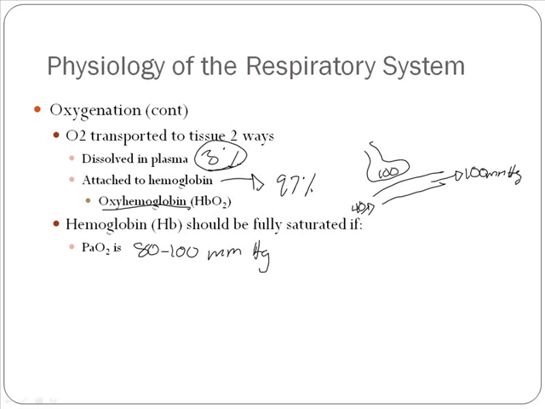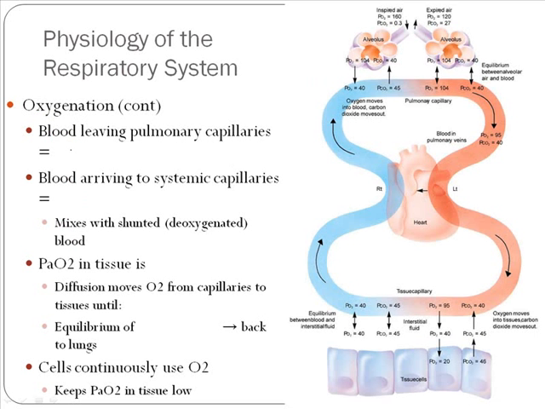millimeters of mercury. So if it's between 80 and 100, then you should have hemoglobin which is fully saturated. If you have fully saturated hemoglobin, that means your SpO2 or your pulse oximetry should equal 99 to 100%. So if you have a pulse ox of 99 to 100%, then you know that 80 to 100 millimeters of mercury of PO2 is in the bloodstream. So let's go ahead and look at this picture here, and hopefully this will help explain everything.